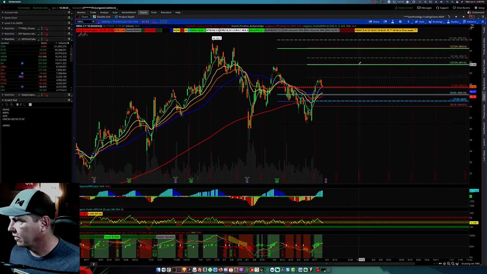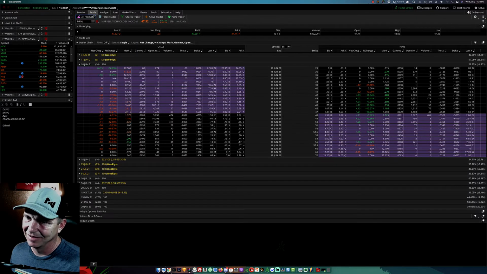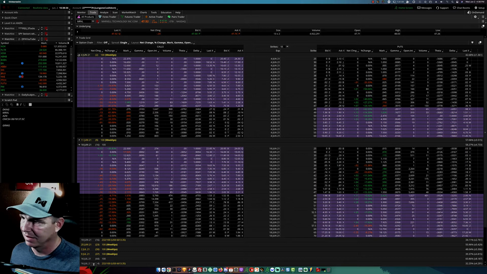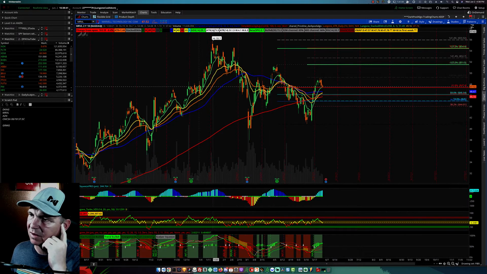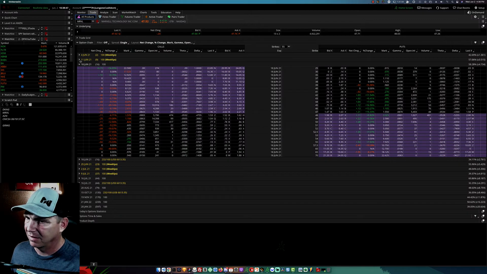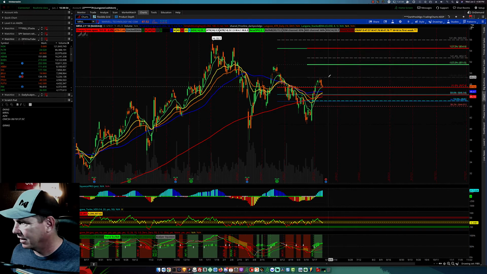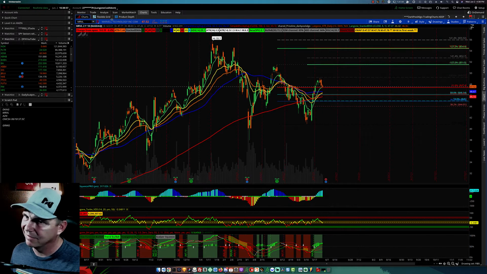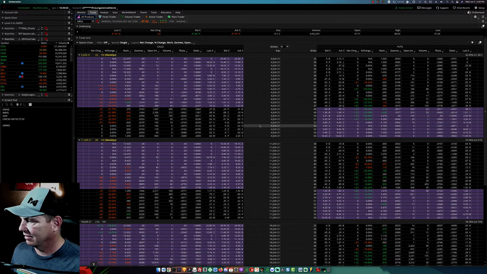Immediate target would be 5150, which is a previous high. They have earnings on the 7th. Let's see, what do they move? Move a dollar a day. At a dollar a day, we may hit 50. This is gonna be a tough one based on earnings.